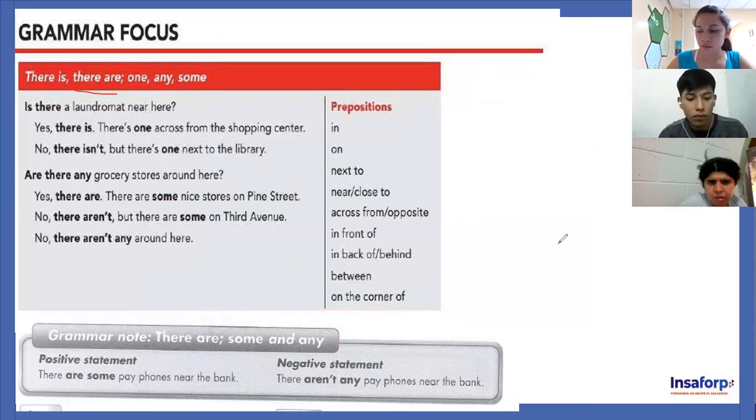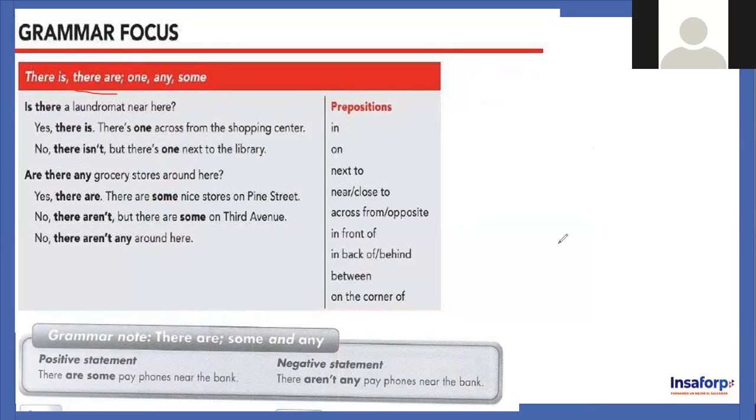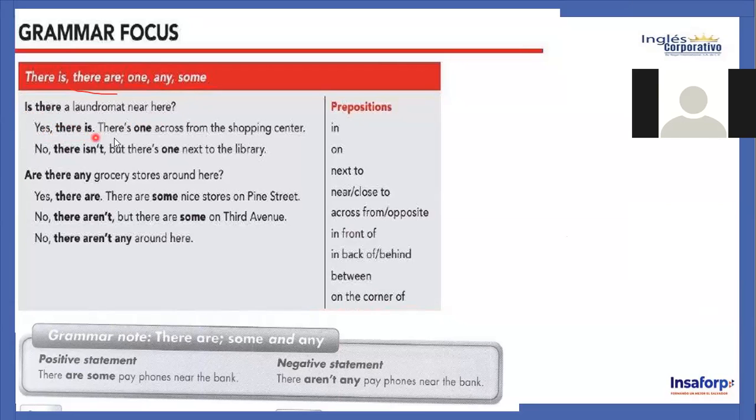Okay, can you help me with the first part? To read, Cristela, please. Okay, thank you, Cristela. Is there a laundromat near here? Yes, there is. There's one across from the shopping center. No, there isn't, but there's one next to the library. Okay, perfect. Thank you.